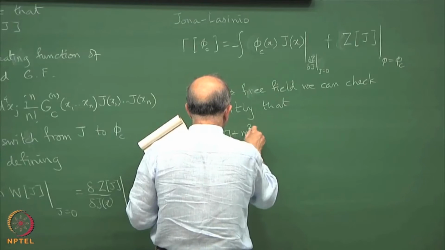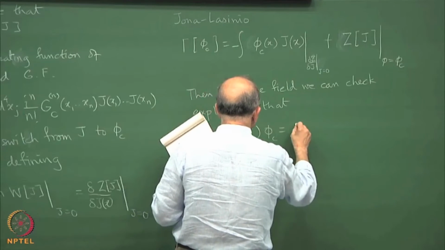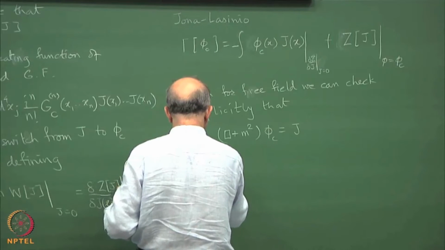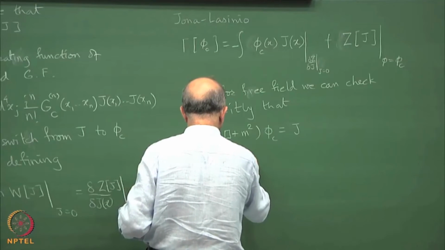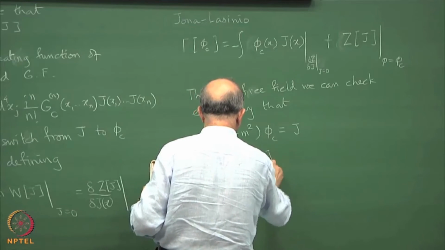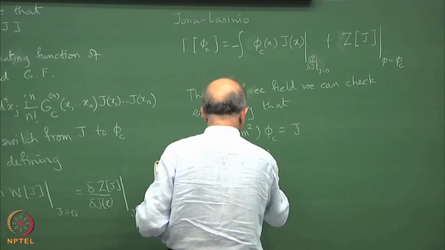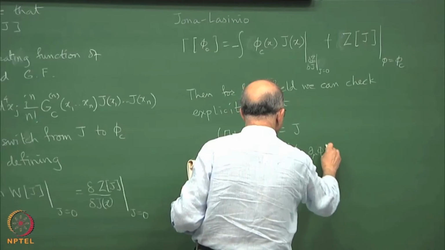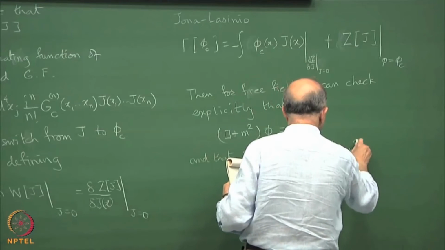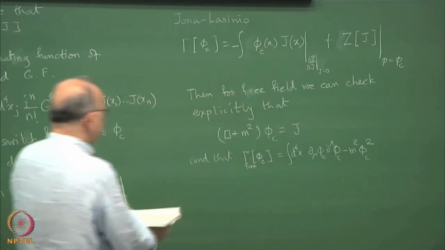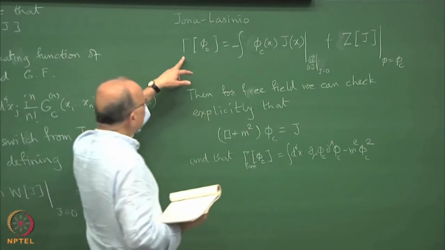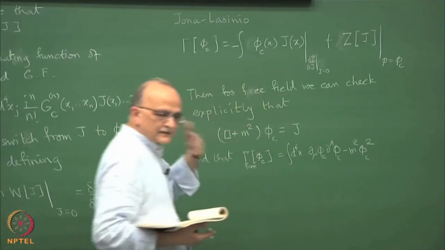That box plus m squared phi_c is equal to J follows from the gamma. So you can write the free field gamma as nothing but the usual action. That is rather reassuring, and it generates the interpretation that the quantum gamma, the quantum action, is going to be the classical one plus some quantum corrections.